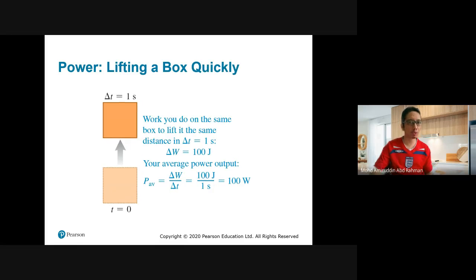Okay, before that we lift the box slowly. Now we lift the box quickly. So we lift to the same distance, but now with shorter time. Before we had 2 seconds, now we have 1 second. So the power will be higher, right? Now let's say we lift this phone in 2 seconds. Now we lift quicker, it's less than 1 second. Of course, the power will be higher.